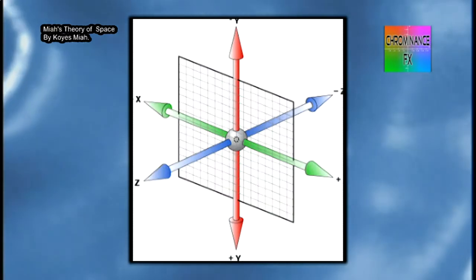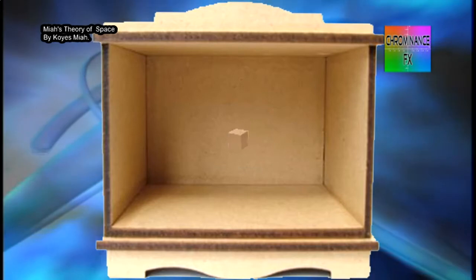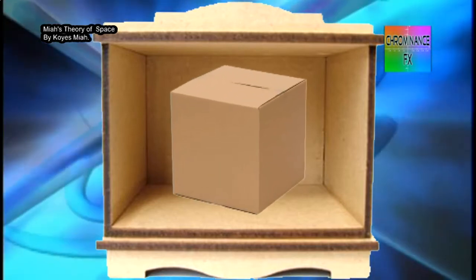Three-dimensional space. In order to understand what three-dimensional space is, you will have to understand what dimensions are. Space with zero dimension means that there is no direction for anything to move.